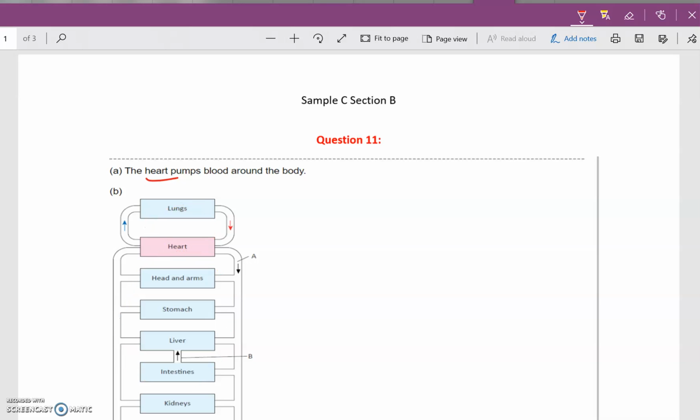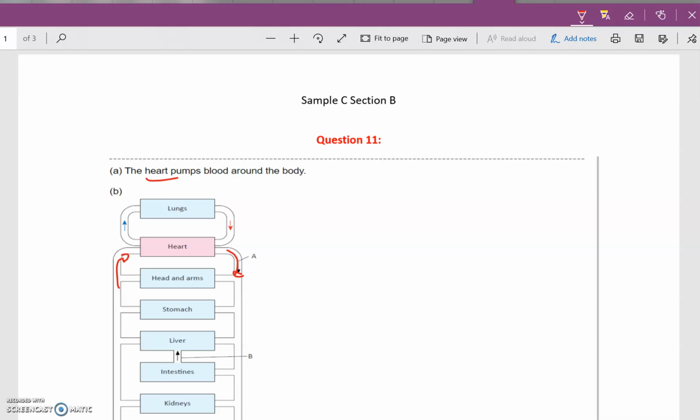So here we can see blood flowing out of the heart to the lungs. That's your pulmonary artery into your lungs, and then pulmonary vein bringing blood back. This would be blood coming out of the heart. So there's your arrow there. That'll be the aorta, and there'll be blood coming back in through the vena cava.